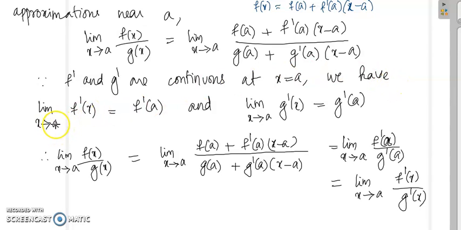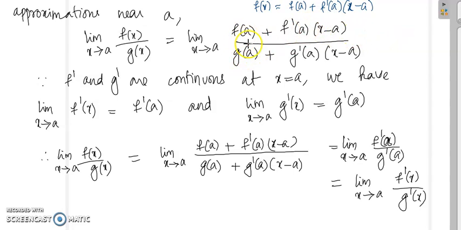If you have a function f of x which is continuous at x equal to a, then limit x tends to a, f of x will be f of a. Since f dash and g dash are continuous, when you take the limit of f dash and g dash, that will be equal to f dash of a and g dash of a respectively. So these limits will be f dash and g dash, and now the first term becomes 0.